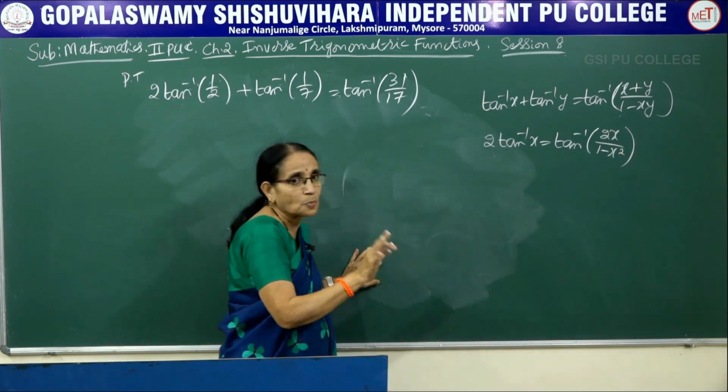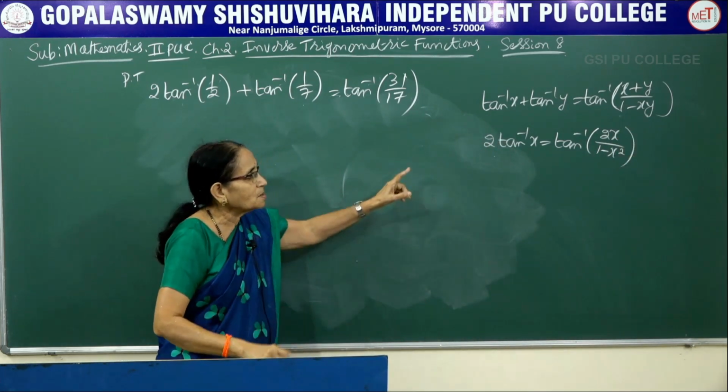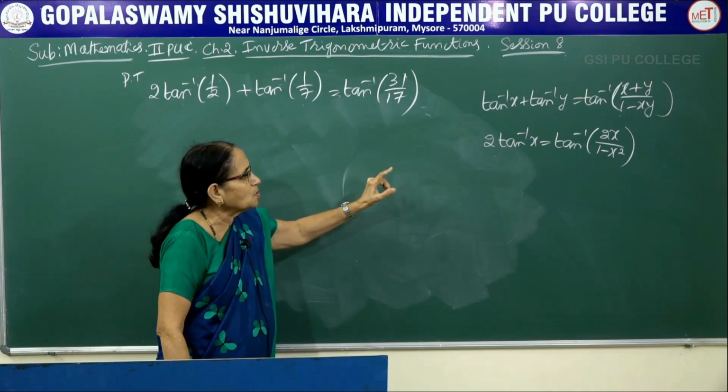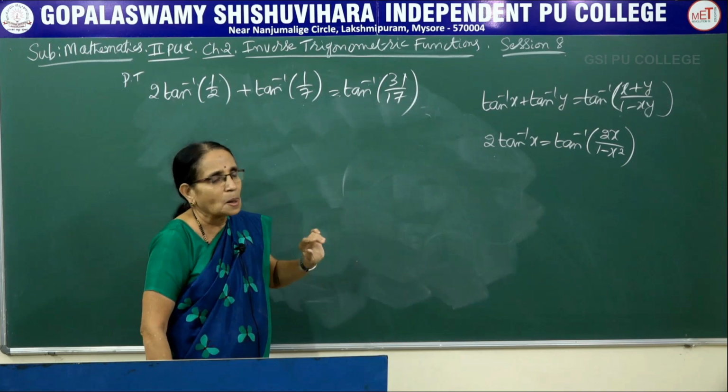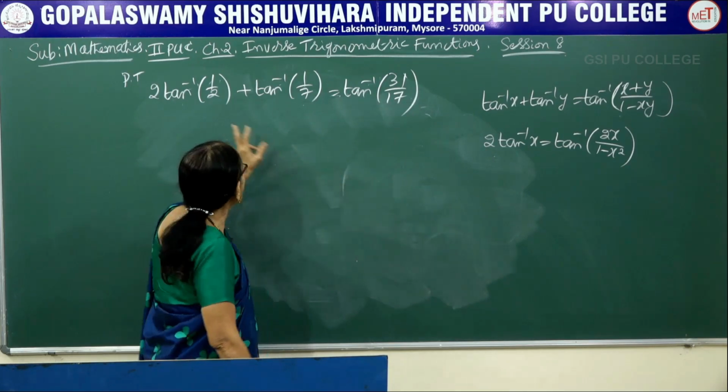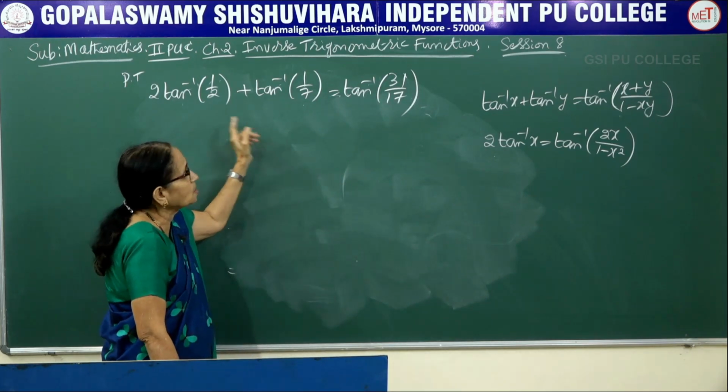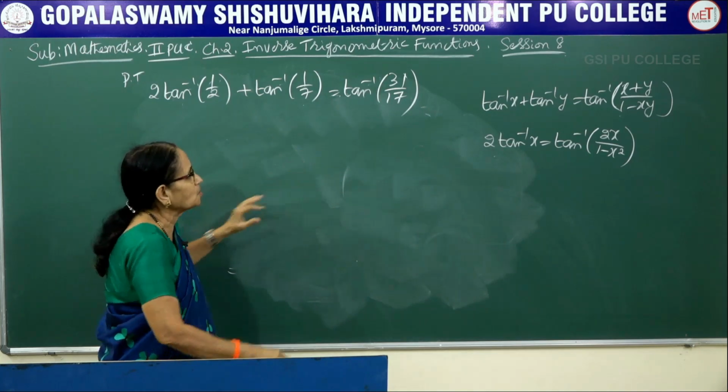That is the fifth property. There are three results here. This is the first one: 2 tan inverse x can be expressed in terms of tan inverse of something. So first use that result, convert this, rewrite that one, then you can make use of the previous property.